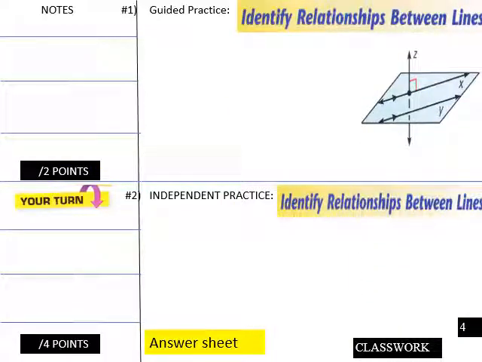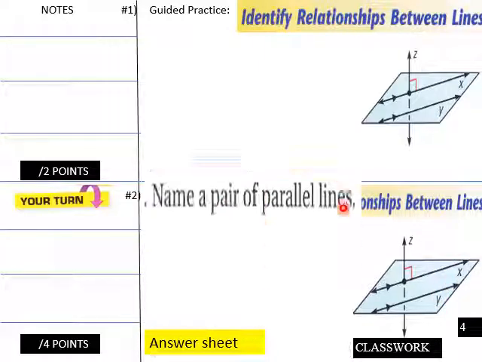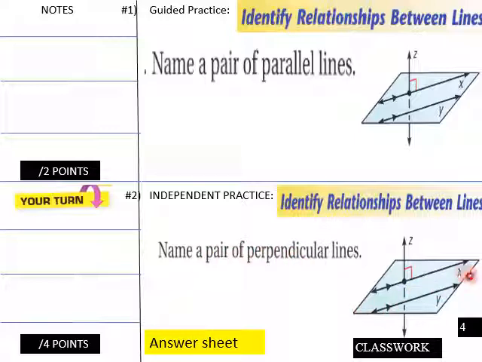Identify relationships between lines. We have this diagram here, and then we have this diagram here. Y and Z. Identify relationships. Name a pair of parallels here. This is our guided practice. Independent practice, students, name a pair of perpendicular lines. So in here, name a pair of perpendicular lines. Students, do that on your own.